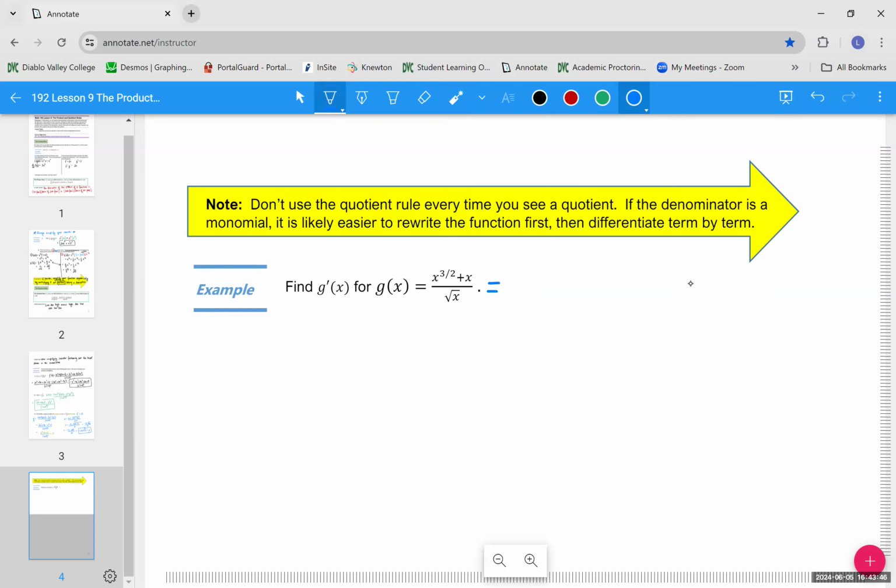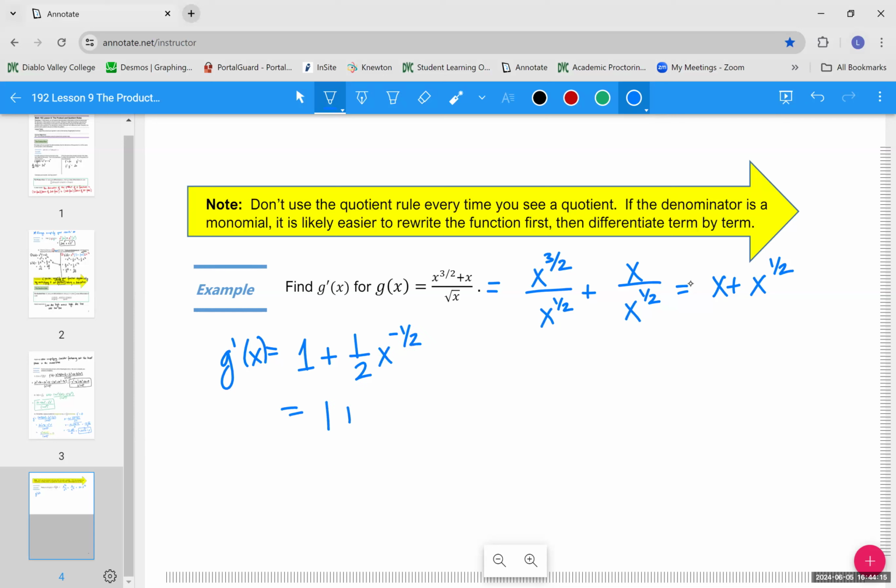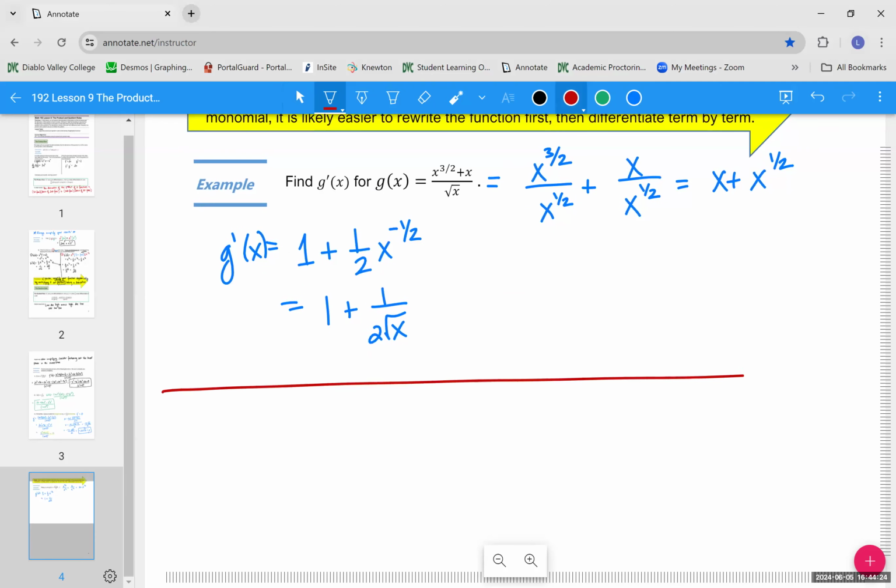So I am going to rewrite this function term by term divided by x to the 1/2, and then just use my rules of exponents. Wow, that's a much simpler function. So when I go to take the derivative, I just have 1 plus 1/2 x to the negative 1/2, which is 1 plus 1 over 2 root x. Done. Very straightforward.